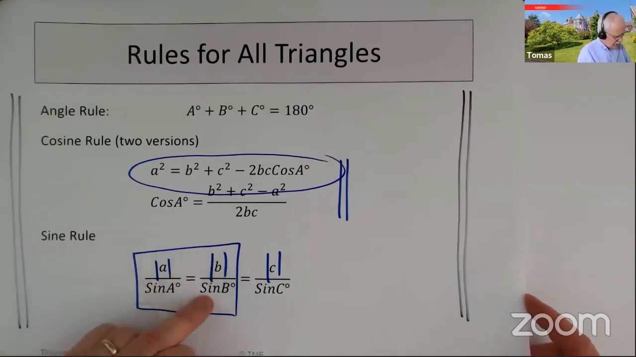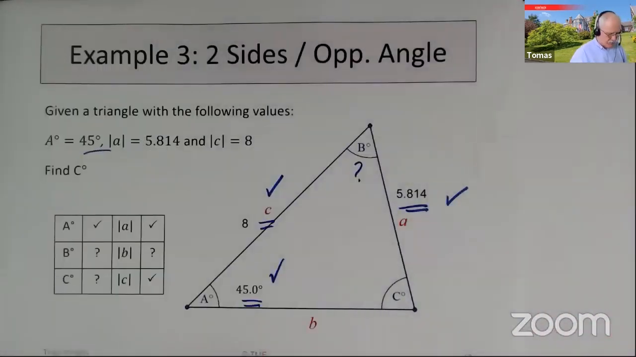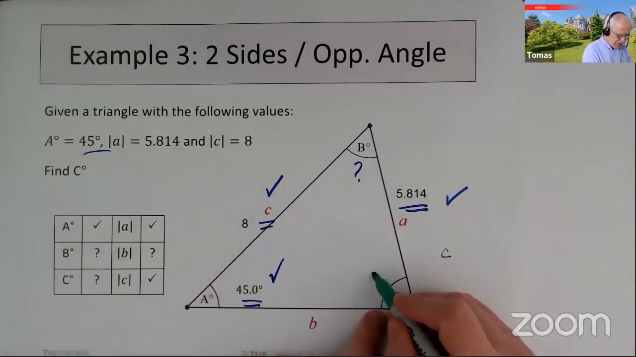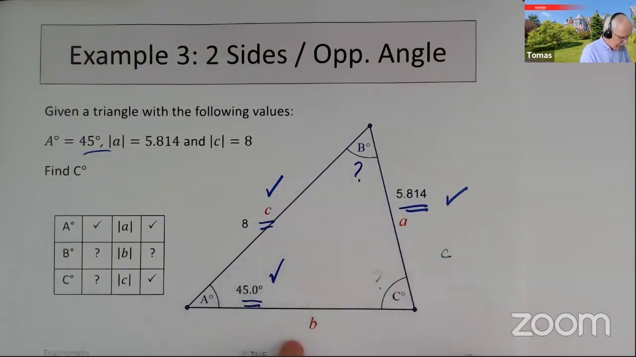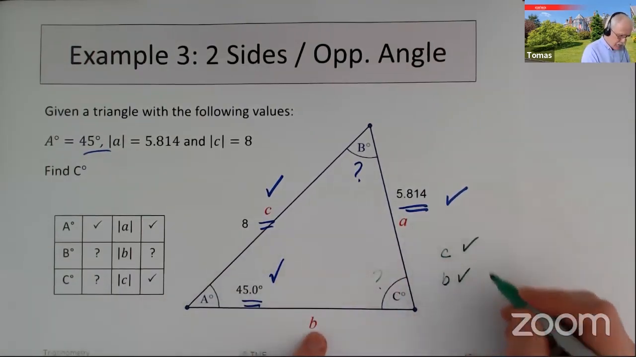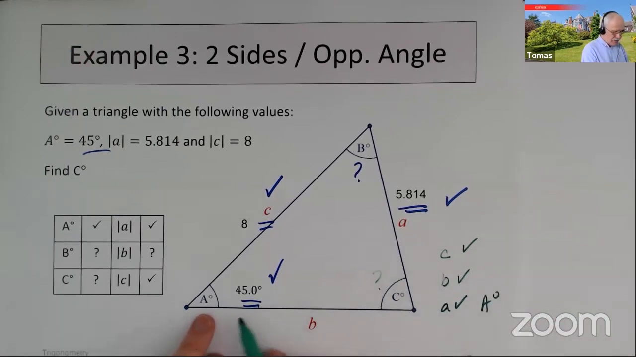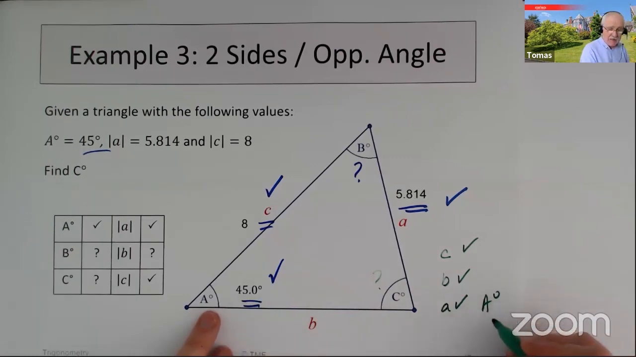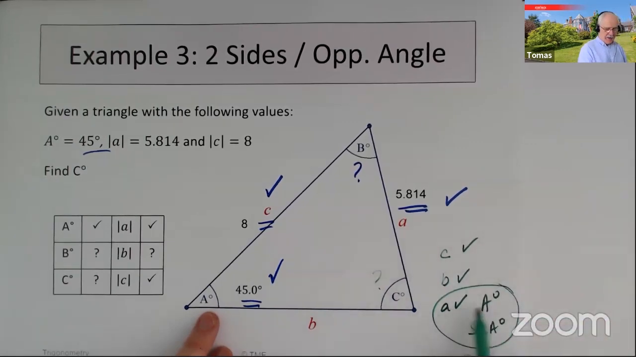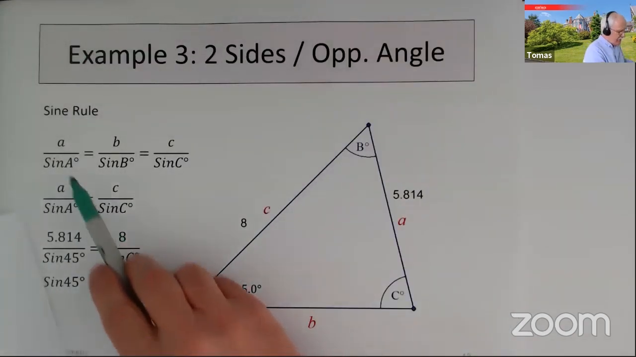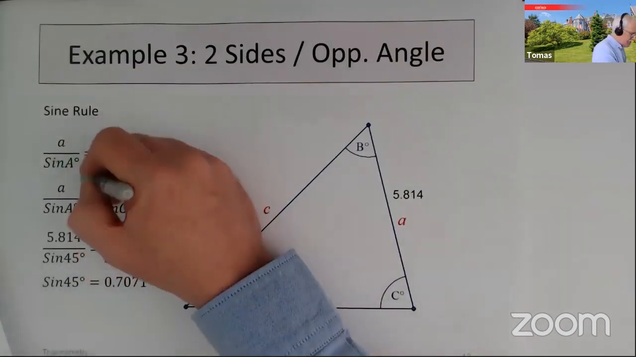A over sine A, B over sine B, C over sine C. Well, what do we know? It looks like we know C, but we don't know sine C because we don't know the angle C. B, we know, but we don't know sine B. But A, we know, and while we don't know sine A, we know the angle A, and we should be able to get sine A. So it looks like that's our key. A and sine A we sort of have, because we have the angle A. So A over sine A, it looks like we've got most of that.